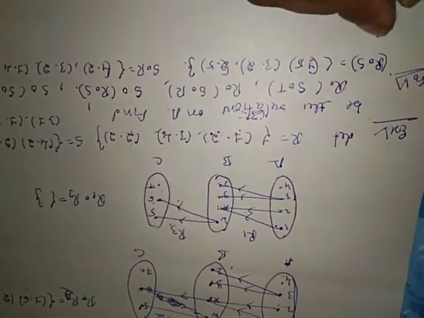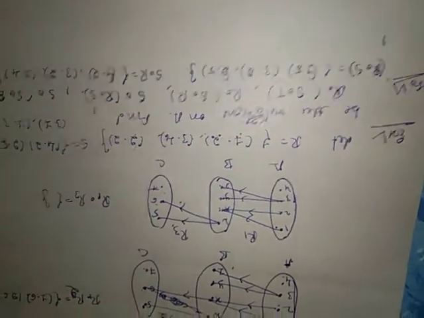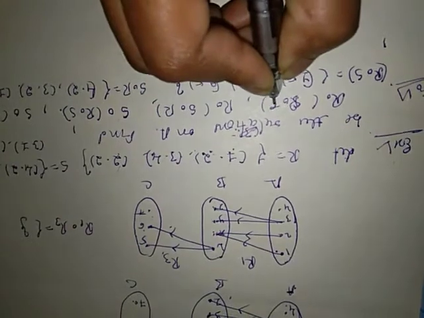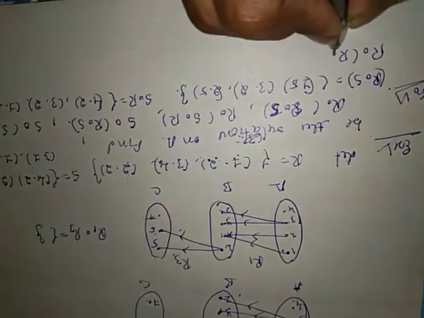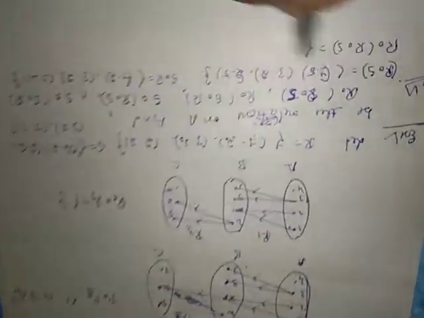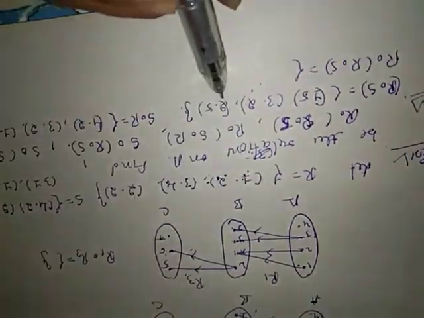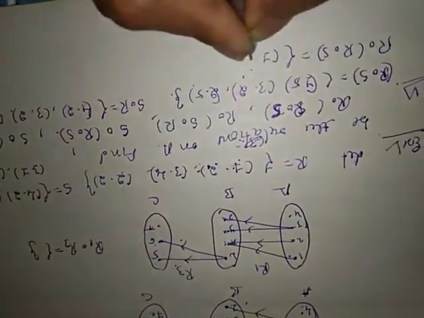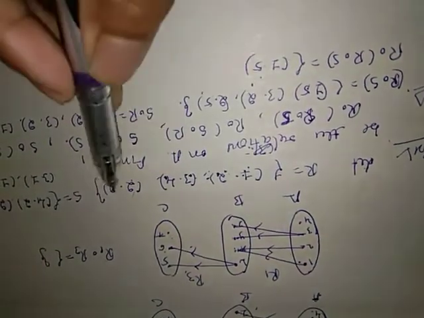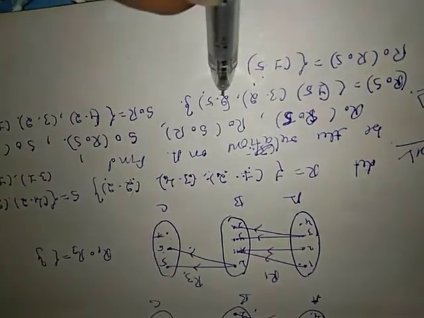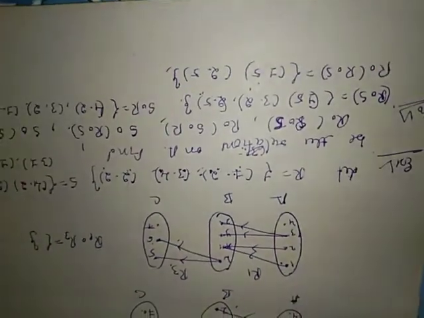Now we have to find R∘(R∘S). So for R∘(R∘S), this will be R∘S here. R∘S: (1,2), starting with the 2 is (2,5), so (1,5). (3,4): there is no ordered pair with first element 4 here, so leave it. (2,2), (2,5), so therefore (2,5). That is R∘(R∘S).